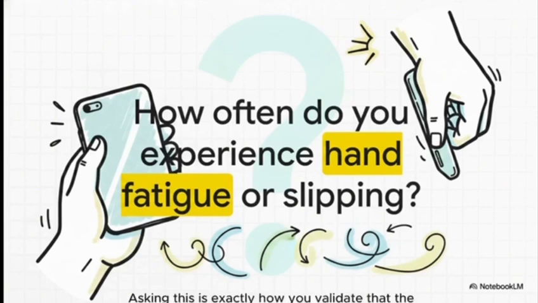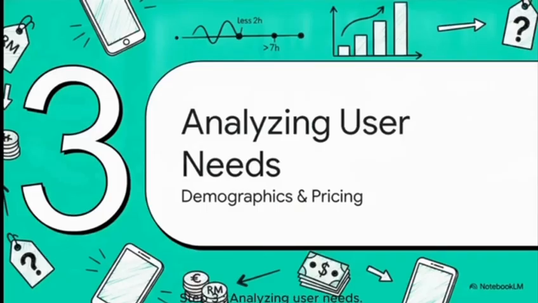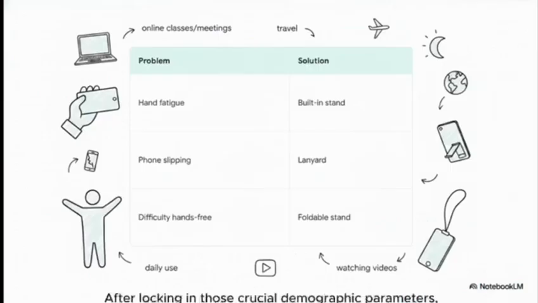Asking this is exactly how you validate that the problem you're trying to solve is actually a problem real people care about. Step 3. Analyzing user needs. After locking in those crucial demographic parameters, things like daily phone usage hours and a preferred price point hovering right between 10 and 20 ringgit, they mapped out the solutions, and it perfectly illustrates how the specific pain points identified in that survey map directly to the proposed hardware.